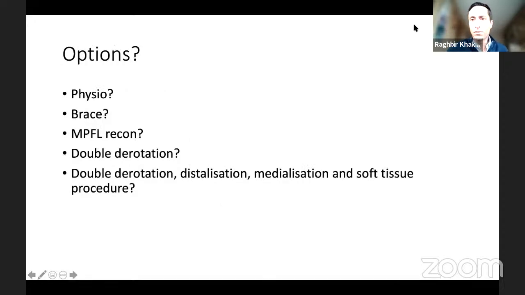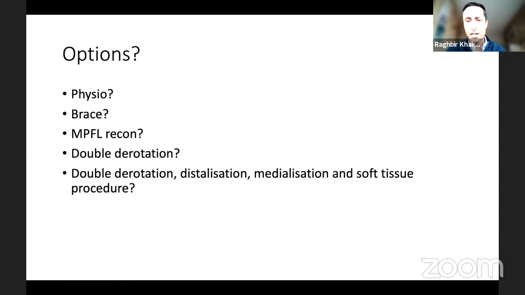So the options. Options she's already had: physiotherapy. It's all in your mind, go and see a psychiatrist, don't come and see me. Physiotherapy, bracing. Not really good options here. Ronald's phrase I always use is the bone always wins. So an MPFL reconstruction is not going to be an option.